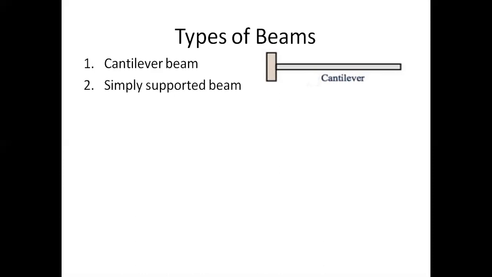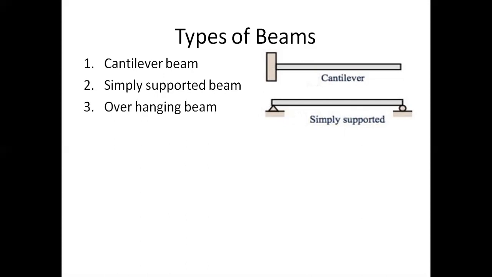Second one is simply supported beam. What do you mean by simply supported beam? So it looks like this. In the simply supported beam, it is supported at both ends, this end as well as this end. Both the ends will have supports. So when we have supports at both ends, then that type of beam is called simply supported beam.